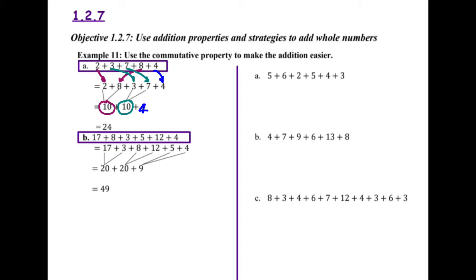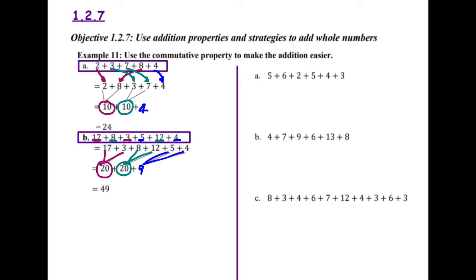So on B, they rearranged it so that the 17 and the 3 are together, because that gives you 20. And then 8 and 12 they had next, because that gives you 20. And now the 5 and the 4 are left, and they're easy enough to add up by themselves, even though it's not a multiple of 10. So you got 9 there. So 20 plus 20 plus 9 is 49. It's much easier than adding straight across.